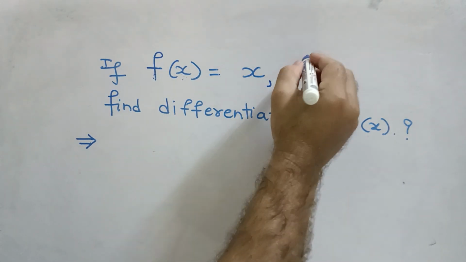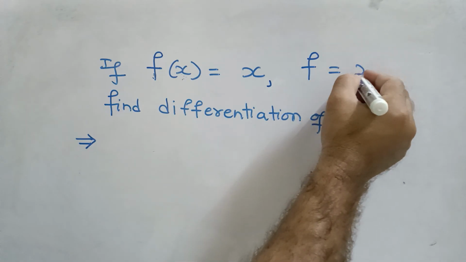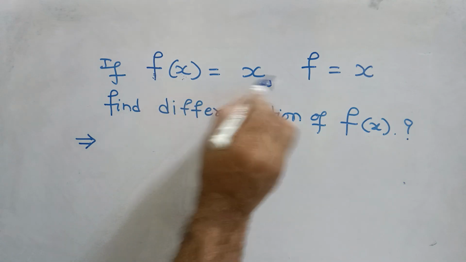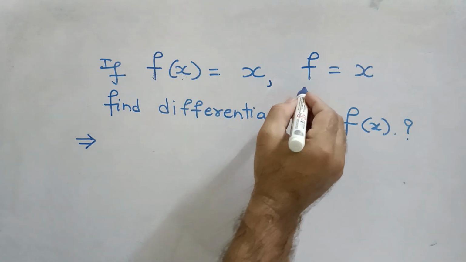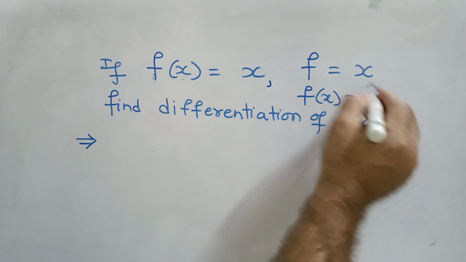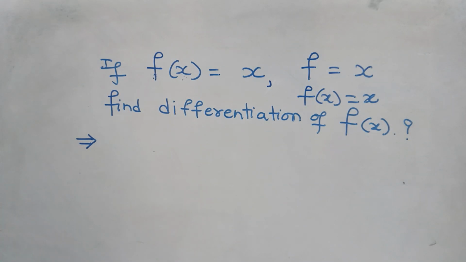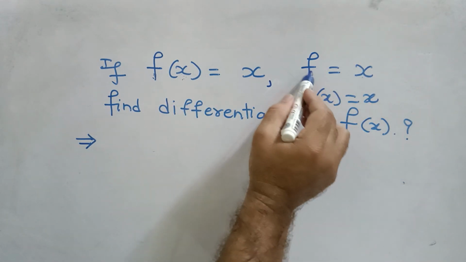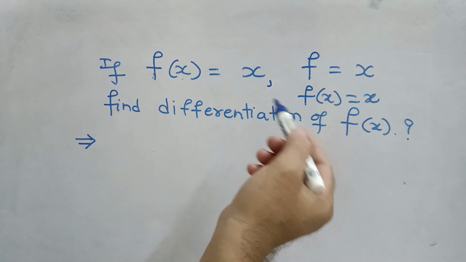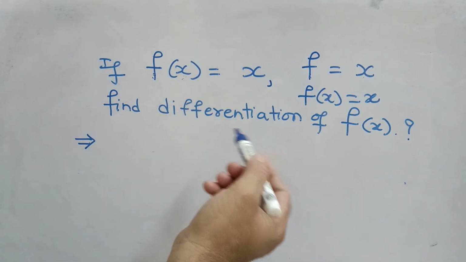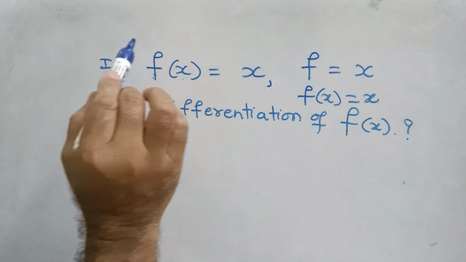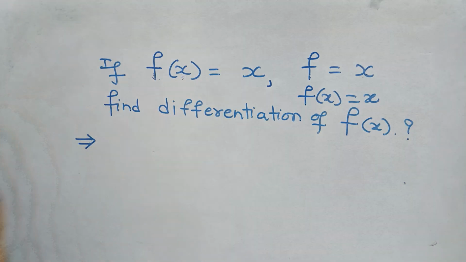Sometimes this can also be written as f is equal to x. Don't get any confusion here. This can be written as f is equal to x, or otherwise the same, f of x is equal to x. You can write like this also. That means we have to consider that f depends on x, like this, f of x is equal to x, right?